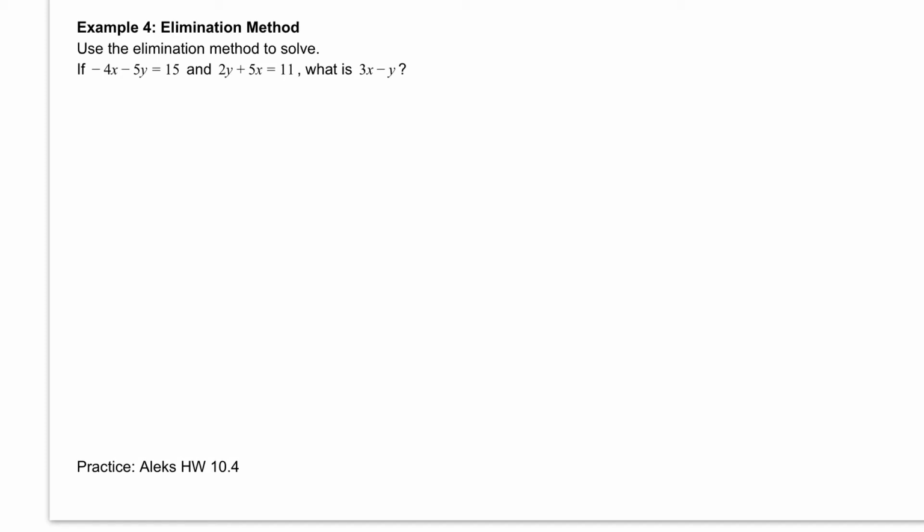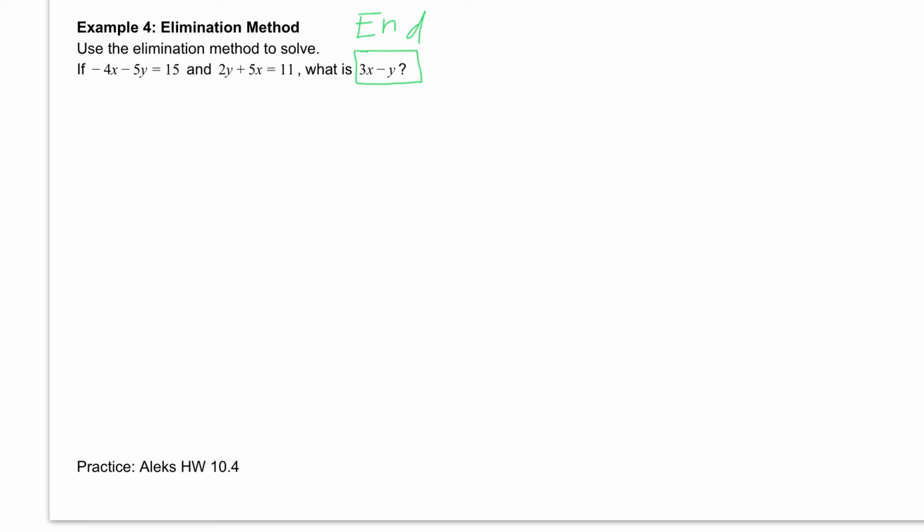In example 4, we are still going to use the elimination method to solve a system, but then we have one extra step that we're going to be looking at. It says if negative 4x minus 5y equals 15 and 2y plus 5x is equal to 11, what is 3x minus y? So what we're looking to do is evaluate this expression, and this will take place at the very end, because in order to solve or evaluate this expression, we need to know what x and y are. So we can solve for x and y using our two equations that we have before this.